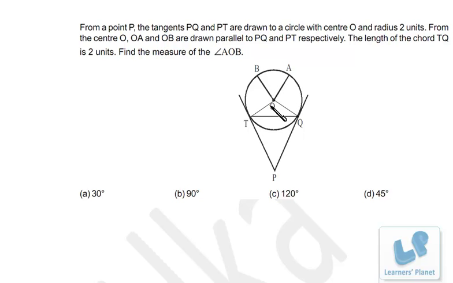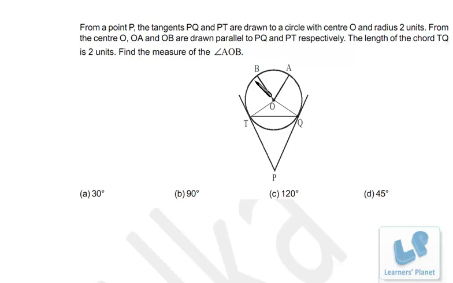Here OT and OQ are radii, the length of them is 2 units. After that, TQ is a chord, the length of it is also 2 units. That means TOQ is an equilateral triangle. That means angle O is 60 degrees, right? Now this angle must be 90 degrees because that is the angle between tangent and radius. So this angle is 90 degrees.